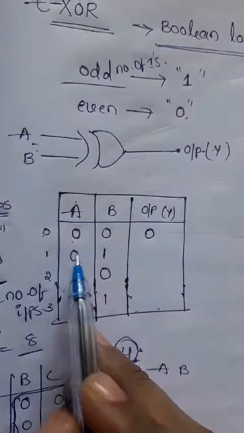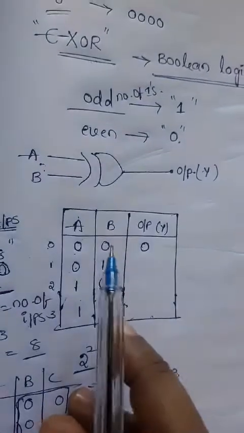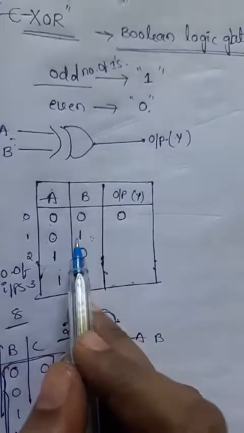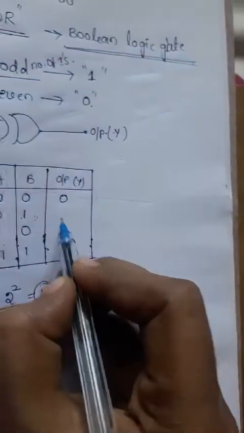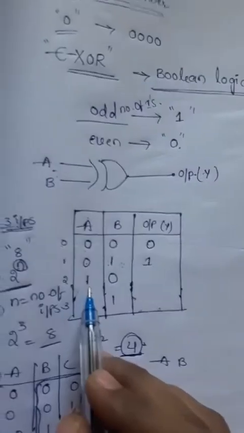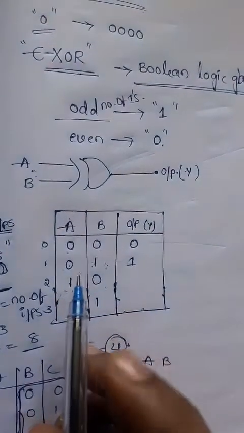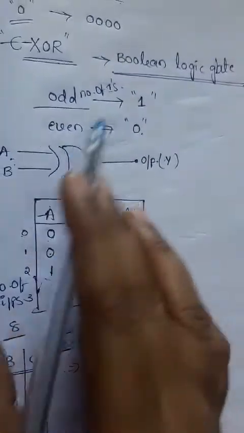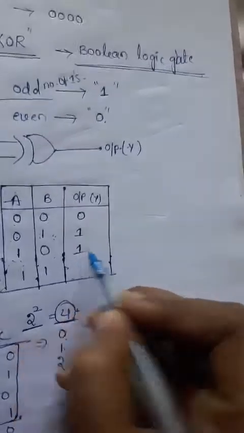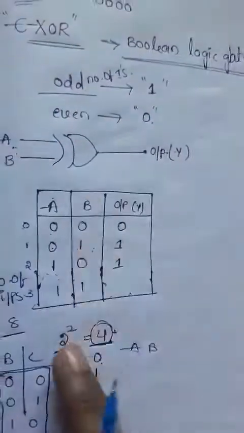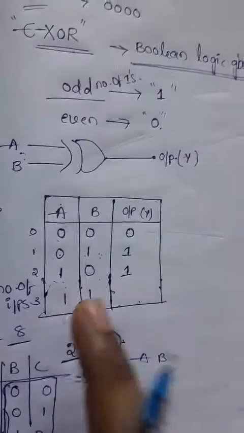Okay, in the second case, 0 1, we have a 1 in the B input, only one 1, right? So the number of ones is 1. 1 is an odd number, no? So the result is 1. In the third position, 1 0, also we have only one 1, so that is an odd number of ones. Directly I can choose the output as 1. Next, 1 1 has two ones. 2 is an even number of ones, no? Then the output is 0.